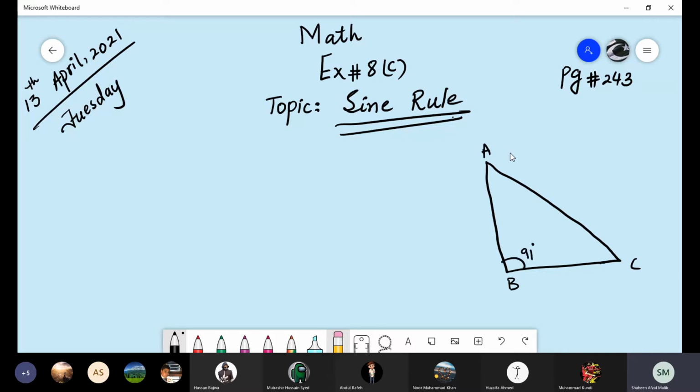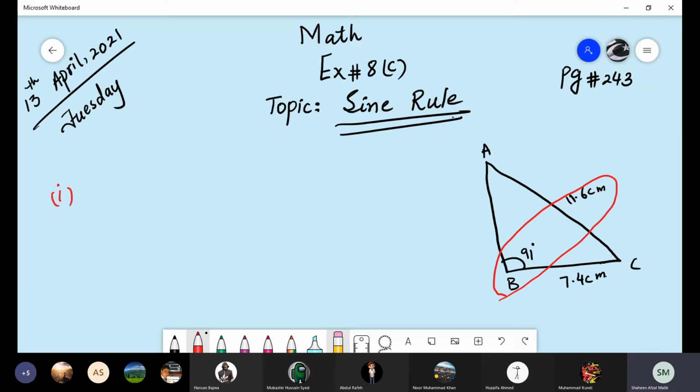Yes, boys, then what is next given to you? BC, the length of 7.4. BC is 7.4 centimeters. And then what is next given? Length of AC, that is 11.6 centimeters. Yes, my dear students. We can see that one pair of angle and side is given to us and then we have the second side but not the angle.